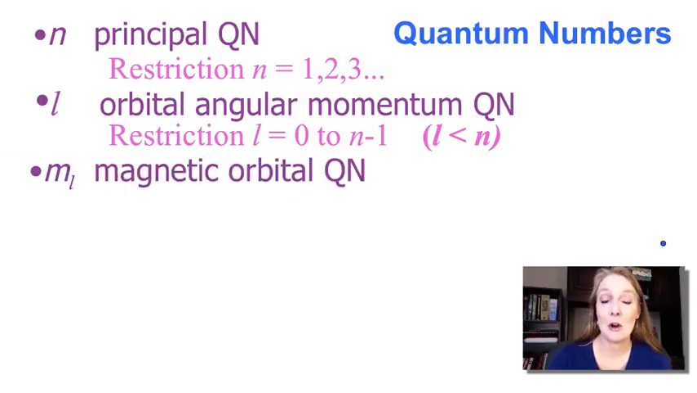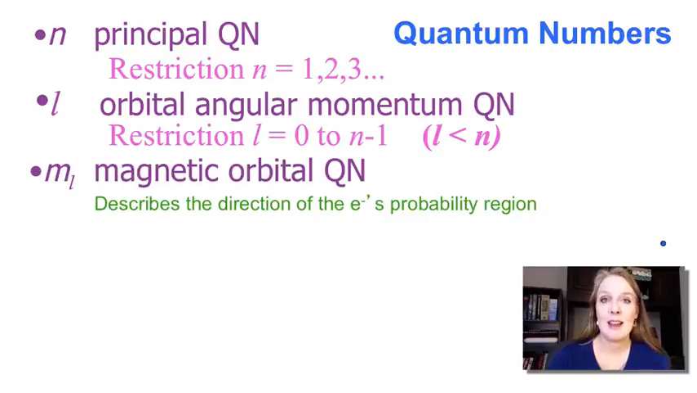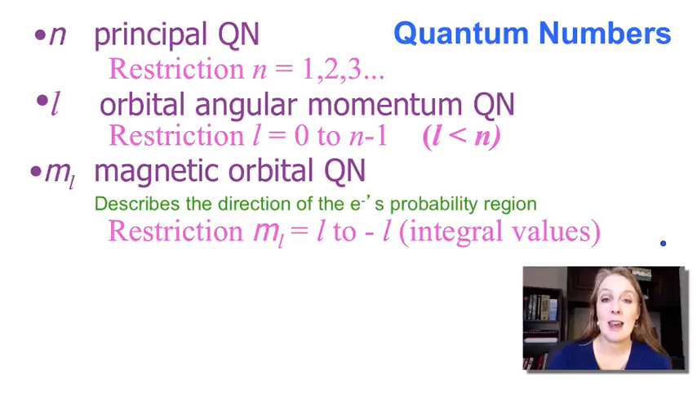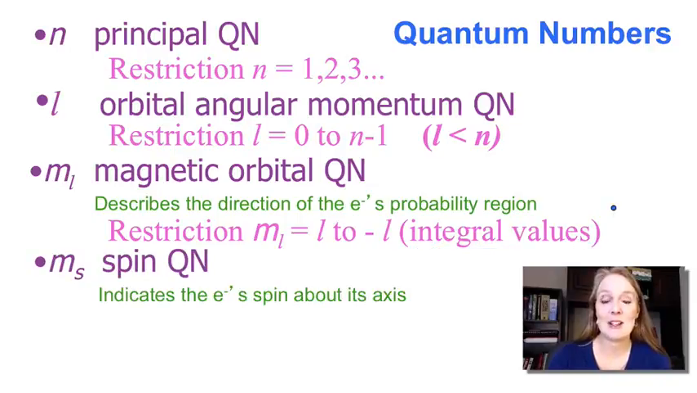Ml is the magnetic orbital quantum number. It describes the direction of the electron's probability region, and it is restricted by the value of L. If L is 0, then Ml can only be 0. And if L is a larger value, then Ml can go from L down through 0 to -L, including 0, giving all integers as values. Finally is the spin quantum number. It indicates which direction the electron is spinning about its axis.